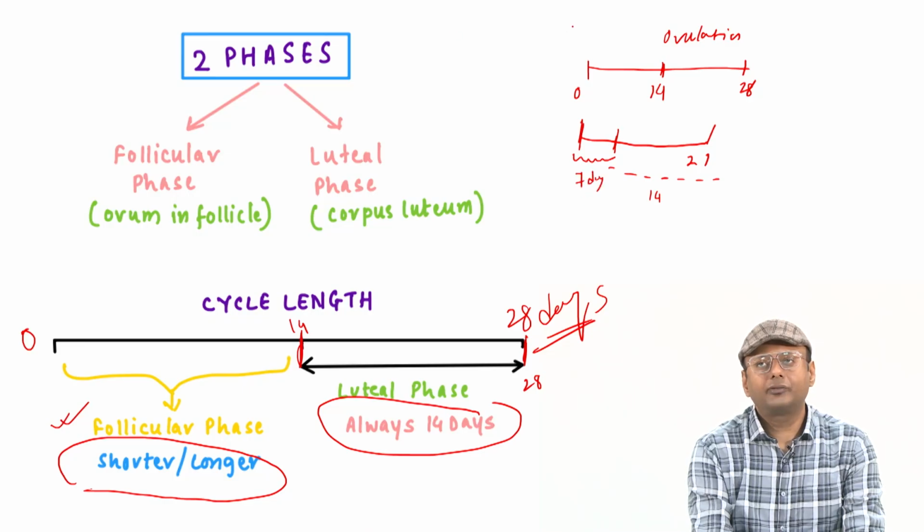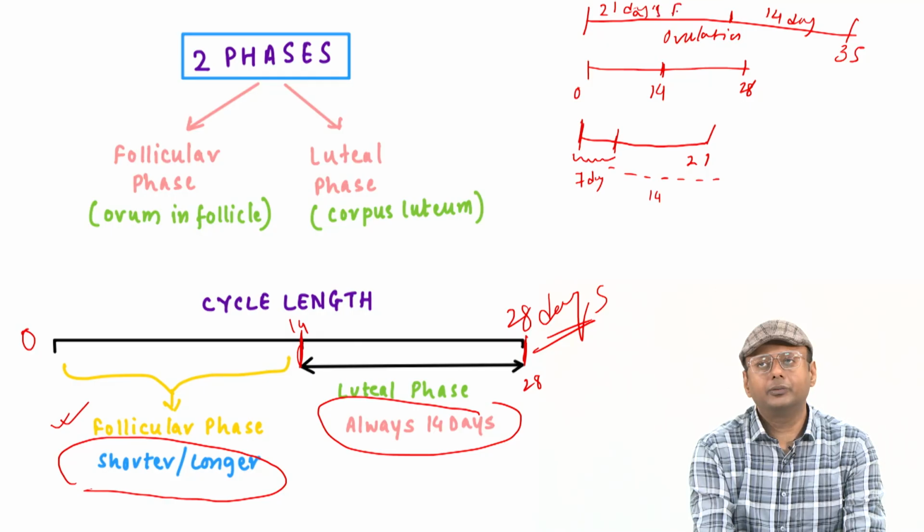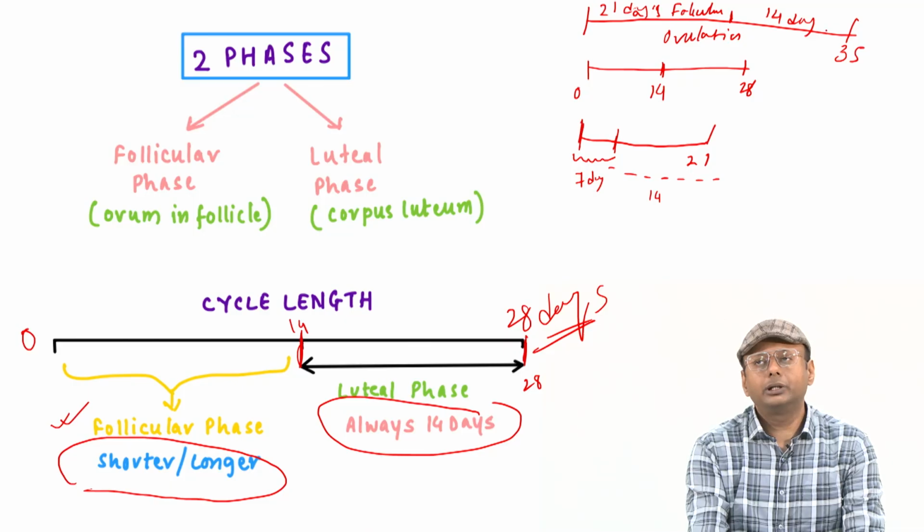And in cases of a longer period, for example, if it is 35 days, still the 14 days of the luteal phase would be there. That means there would be about 21 days of follicular phase, with only 14 days of luteal phase.